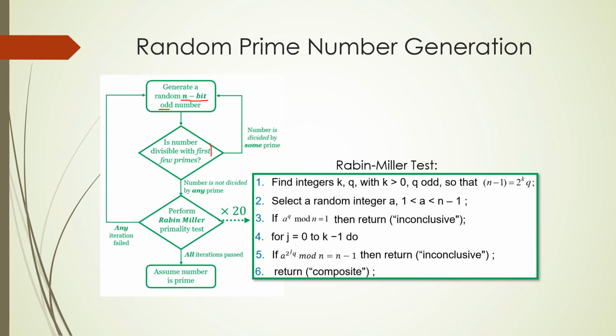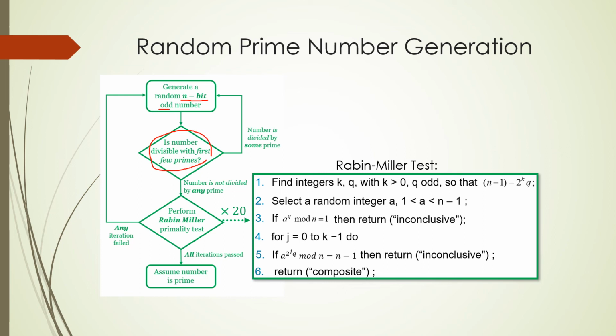Now, after you generate that random odd number, you need to ask yourself, is this divisible by the first few prime numbers like 3, 5, 7, 11, 13? Those are small few prime numbers that we know at the beginning of the list of all prime numbers. If that's the case, then that means the number is not prime because it's divisible by 3, 5, 7, 11, or some small prime number. That means let's generate another number.